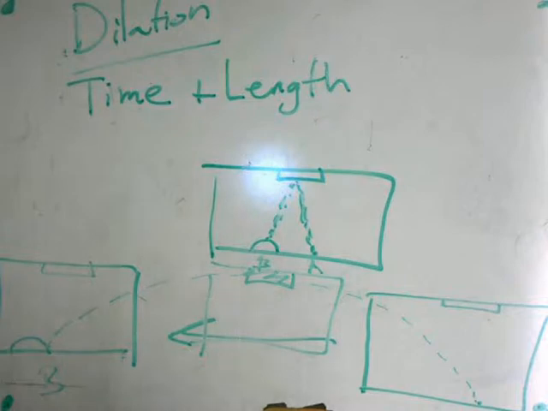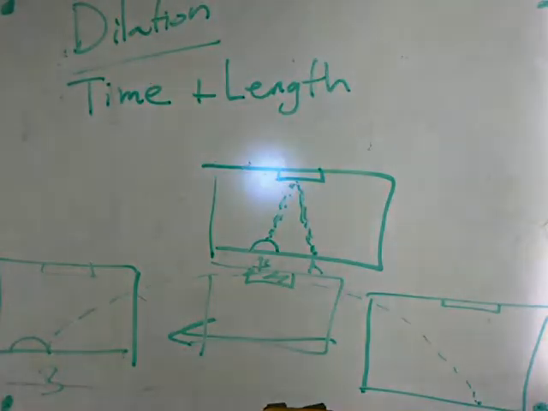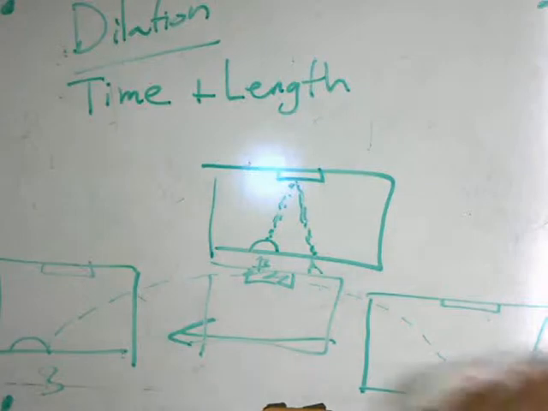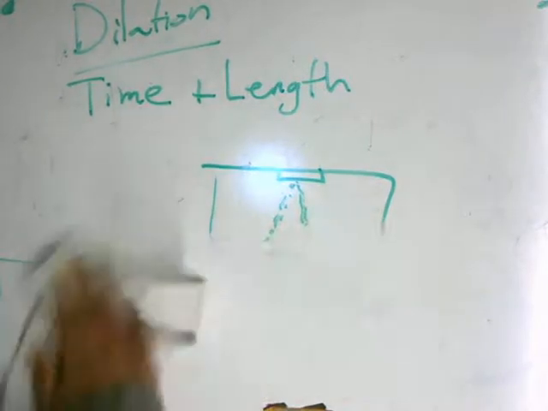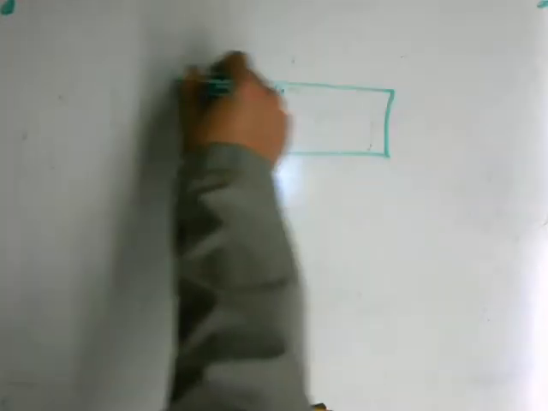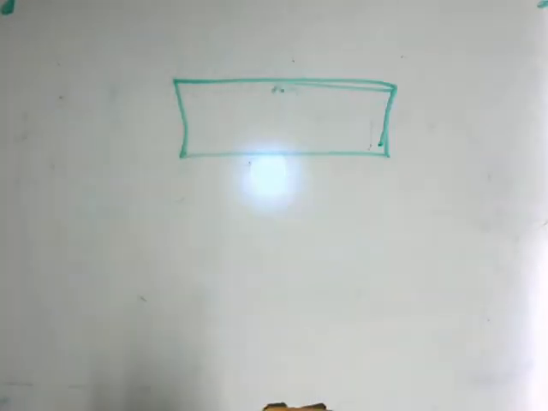Now let me just grab a paper towel here to erase this. And then I'm going to talk about length dilation. Now this one's a lot more simple and a lot more intuitive, because what it really is is just how light hits our eyes. So say that there is a rectangle, and this rectangle is standing still, and then there is a little human.